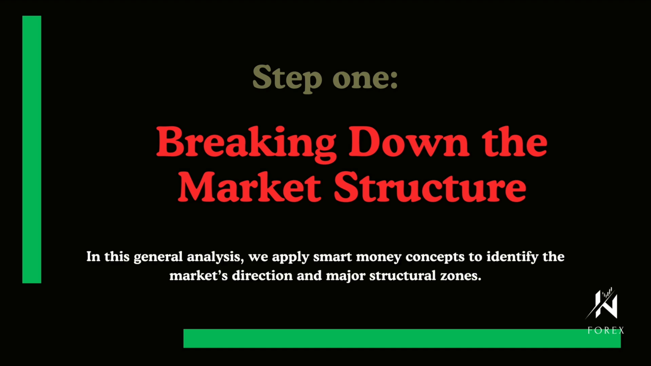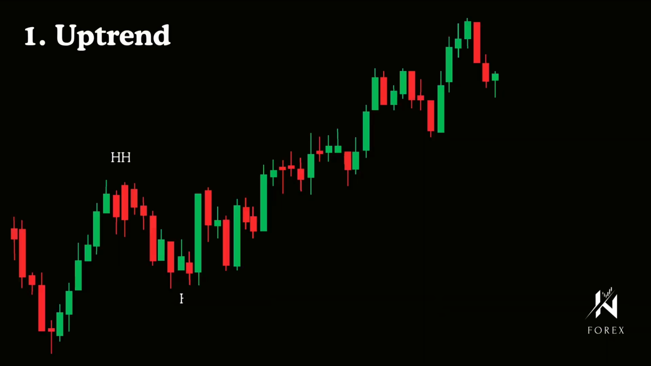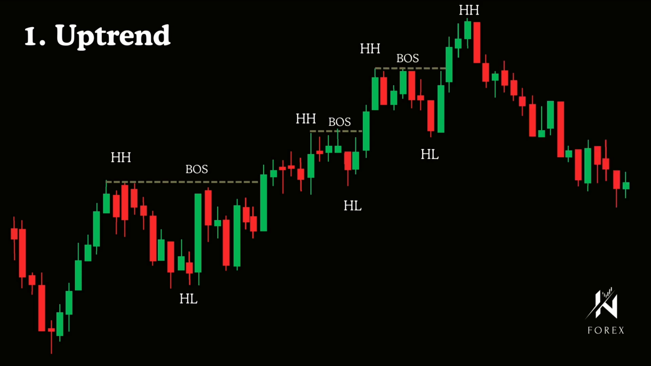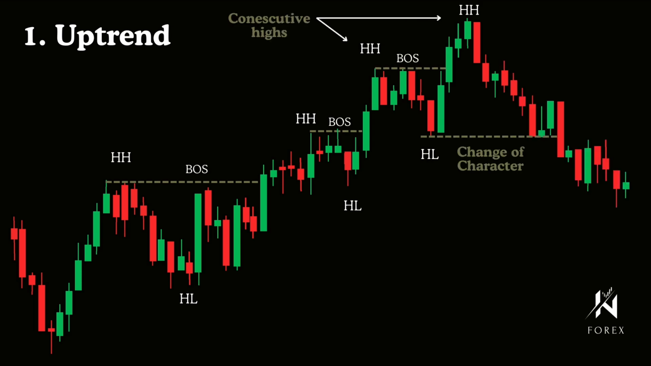In this general analysis, we apply smart money concepts to identify the market's direction and major structural zones. We classify markets into 3 directional types: bullish, bearish, and range-bound. We start with an uptrend in motion, where the price keeps forming higher highs and higher lows, breaking market structure to the upside. In such cases, we aim to trade in alignment with the prevailing uptrend, as it generally improves the probability of success.